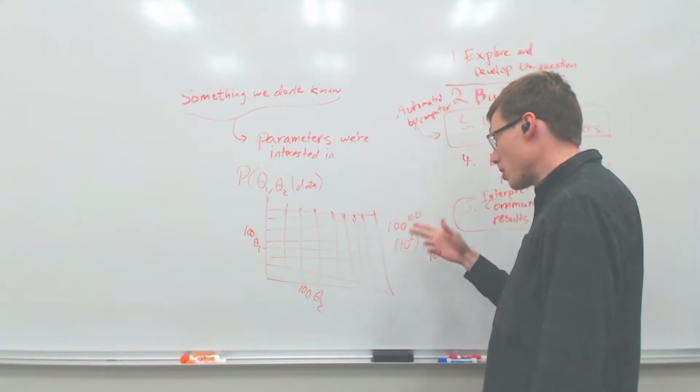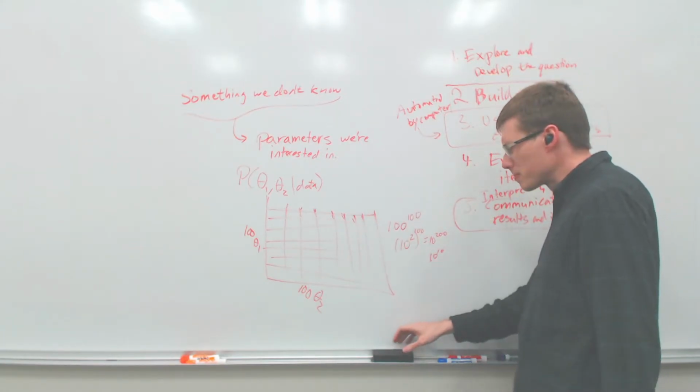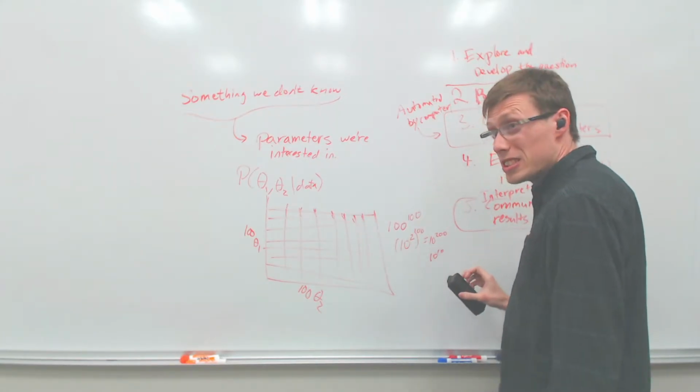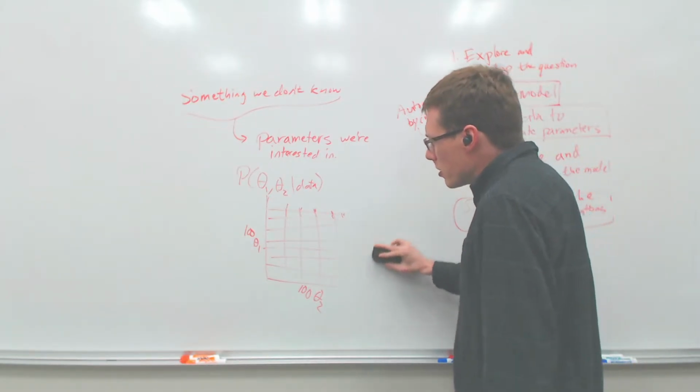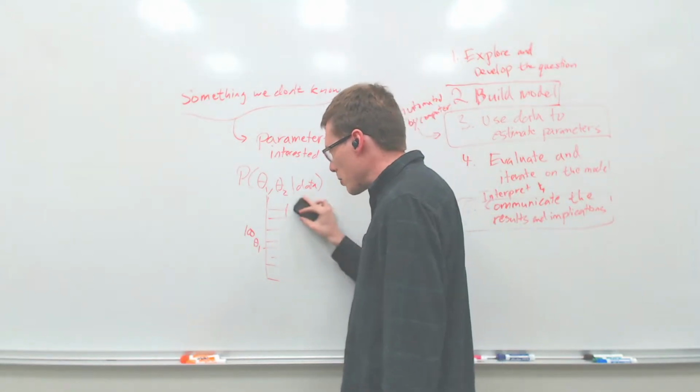This is only with 100. If we want to do 1,000, it would be even worse. It would be 300 zeros. So real bad. And so in general, that grid method doesn't really work.